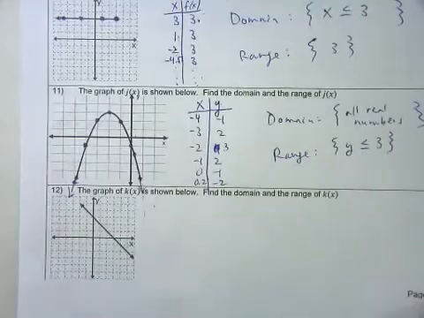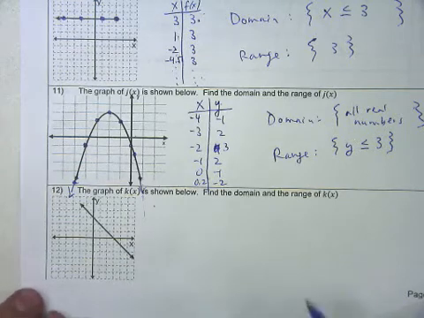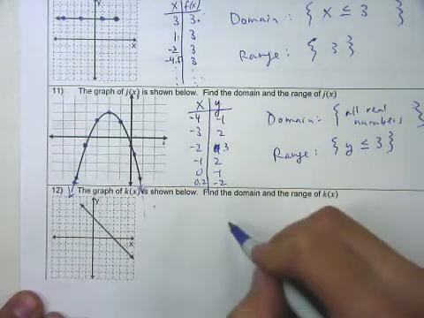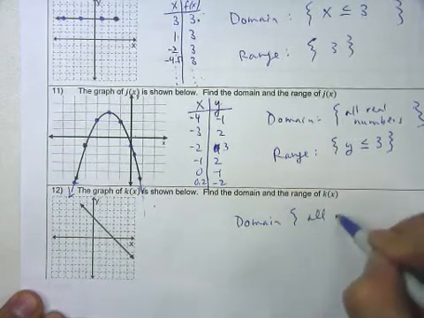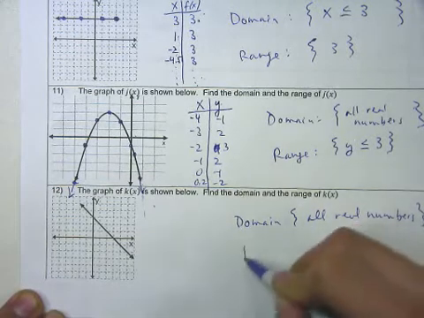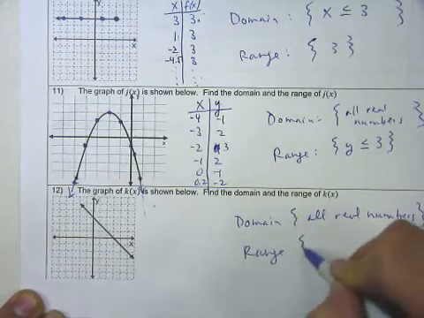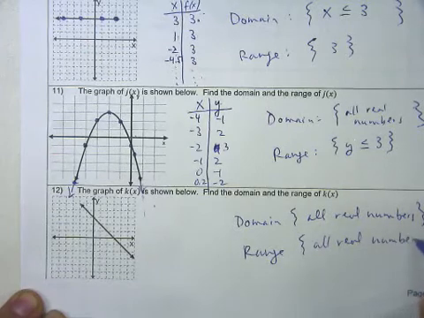Last one. Again, I want you to pause and try to see if you can figure this out. Okay. The answer on this one is that the domain is all real numbers, and the range is also all real numbers.